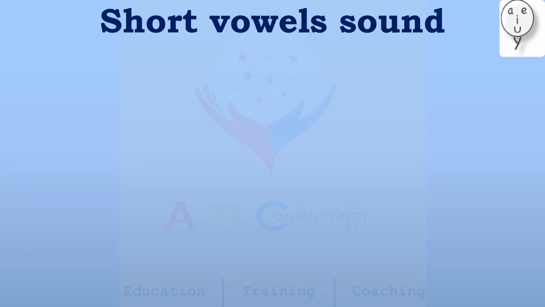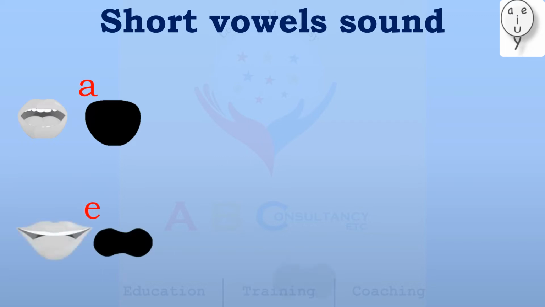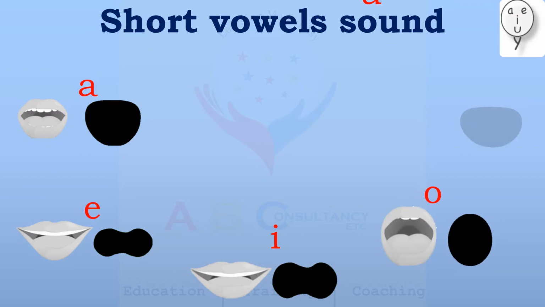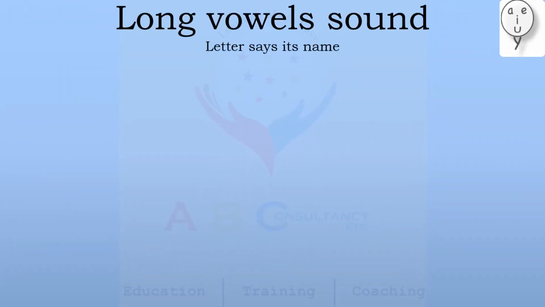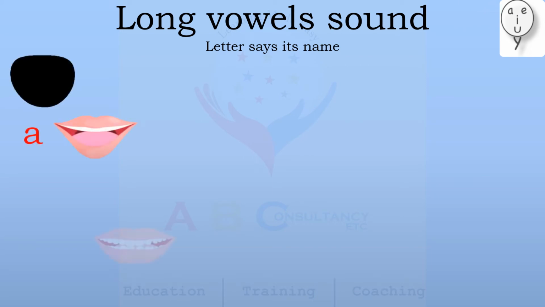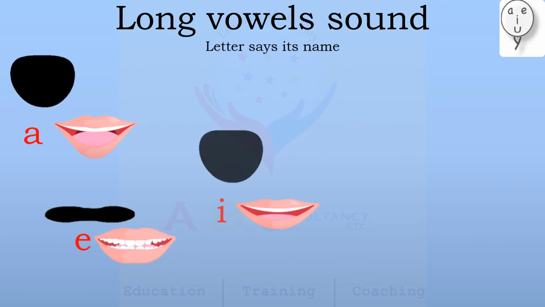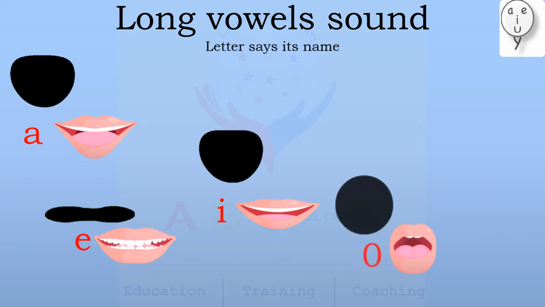Short vowels sound A, E, I, O, U. Long vowel says its name. A, E, I, O, U.